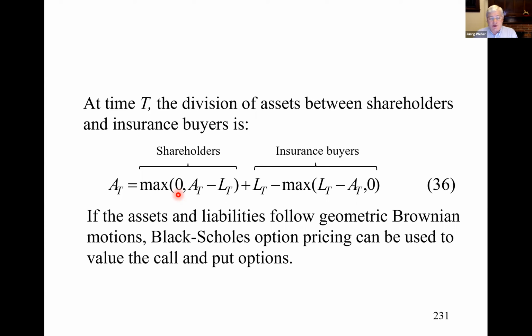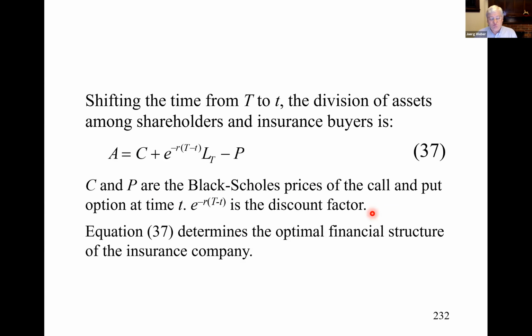Now we can use the Black-Scholes option pricing model to value those call options and put option here. So let's assume C stands for the value of the call option and P stands for the value of the put option. So I just put in C and P, and C and P is calculated using the Black-Scholes model. We will see this actually in the next chapter, how that's done.